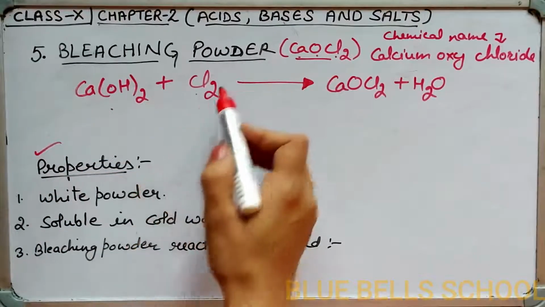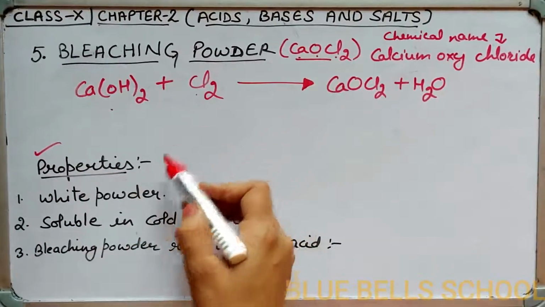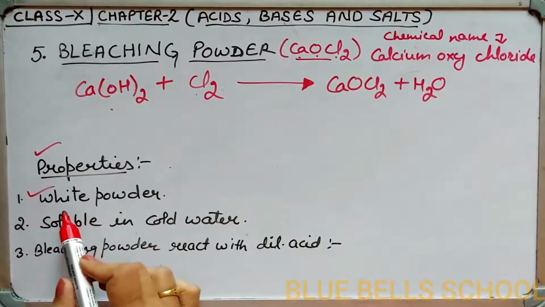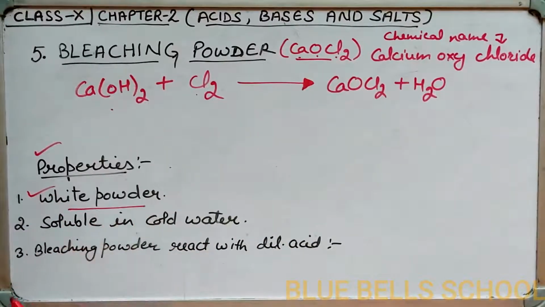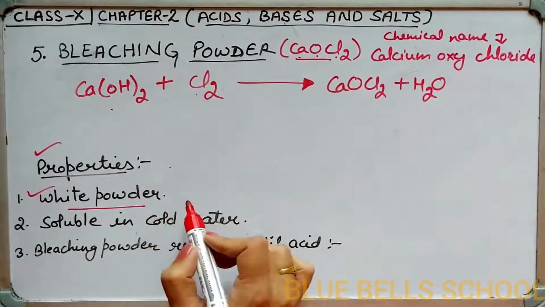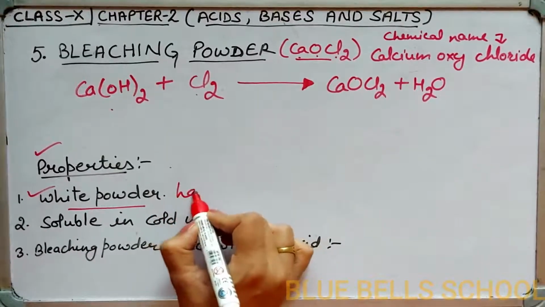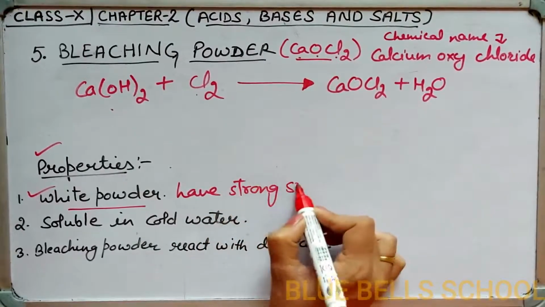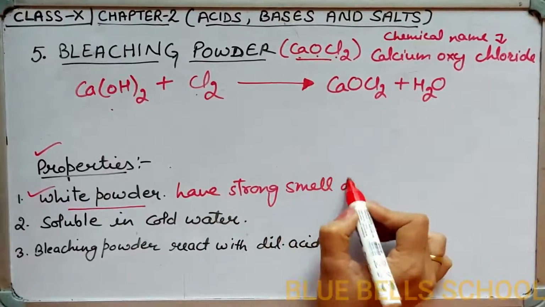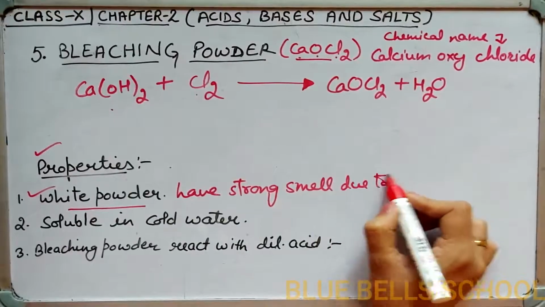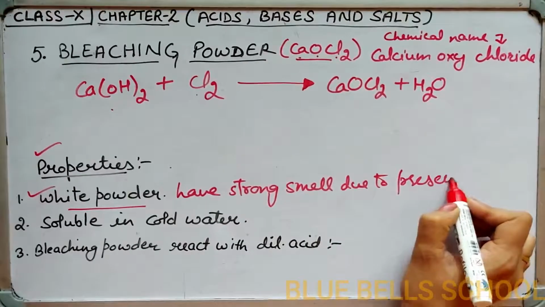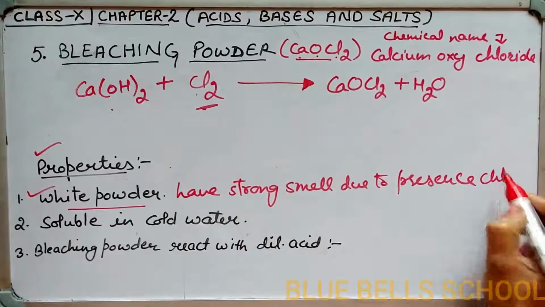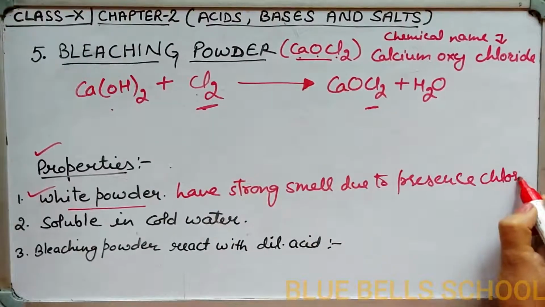Next is the properties of bleaching powder. What are the properties of bleaching powder? First property, bleaching powder is a white colored powder and has a strong smell due to the presence of chlorine in it.